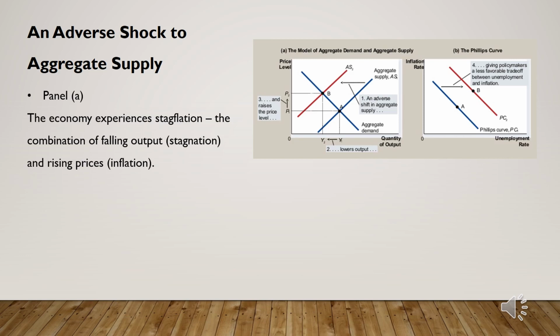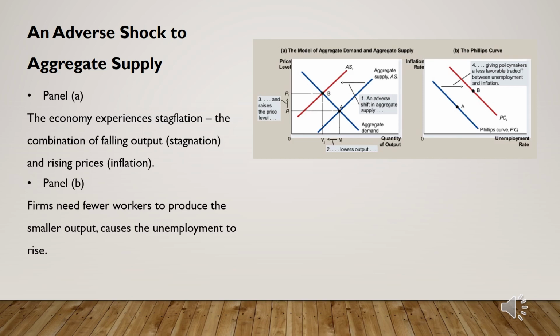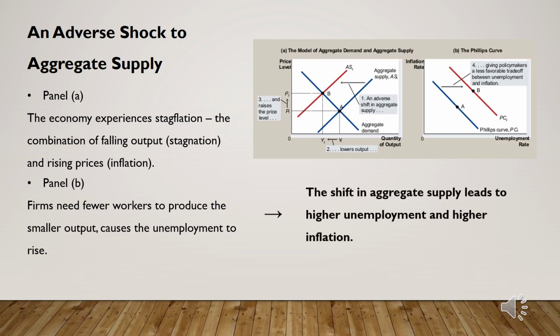The economy experiences stagflation, the combination of falling output, or stagnation, and rising prices, or inflation. In panel B, firms need fewer workers to produce smaller output. Employment falls and unemployment rises. Because the price level is higher, the inflation rate is also higher. Thus, the shift in aggregate supply leads to higher unemployment and higher inflation.